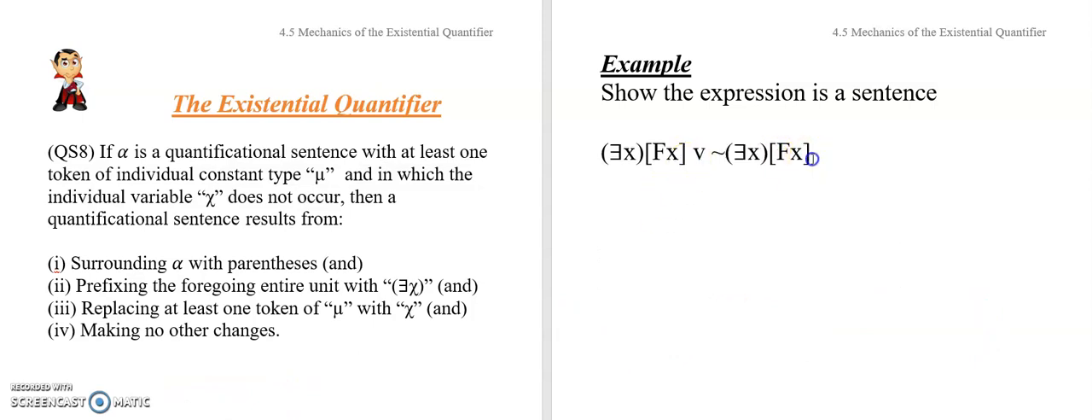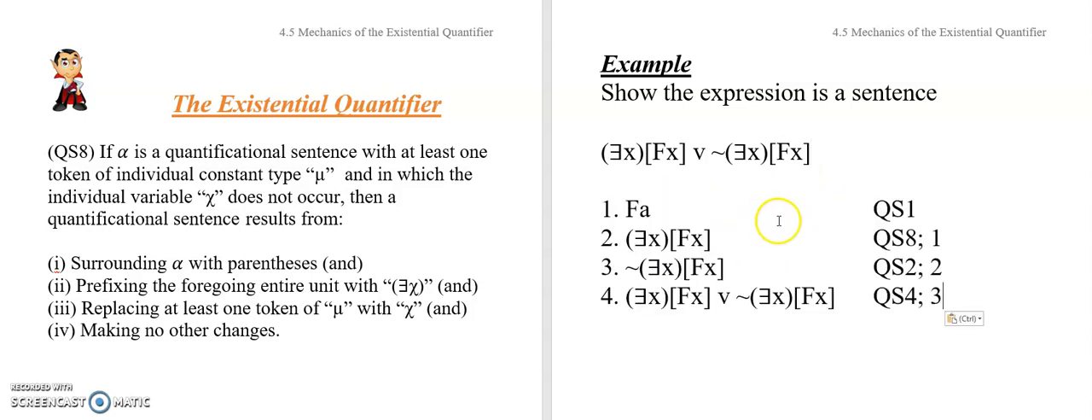Give this one a try. See if you can build this, and notice it's of the form P or not P. Okay, so you're going to build this one just like this, right? You're going to introduce F, that's what you have. Then you're going to have the existential quantifier introduced on that, just like this. You can negate that, and then you can use the disjunction rule QS4 to put them together like this. And so you can have the existential quantifier in terms of x here and in terms of x here.